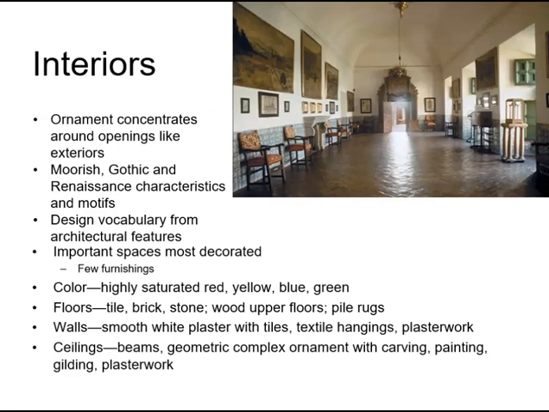The colors in Spanish Renaissance interiors are going to be very saturated, so we will see deep, dark reds, yellows, blues, and greens. Floors are mainly going to be tile, brick, or stone on the first floor, and then when we move up to the upper floors, we will see wood. The important spaces in a Spanish Renaissance home or palace will be decorated, and other areas will be left plain. There are very few furnishings placed within a room, but we will look in detail at many of the Spanish Renaissance furniture styles that were applied to some of these important spaces.